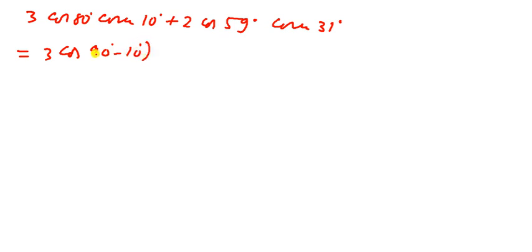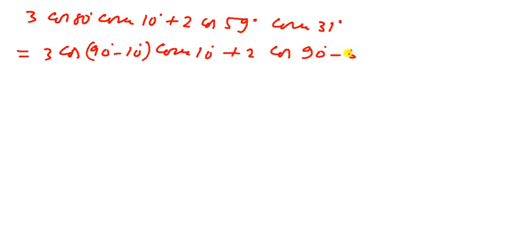Now come to the next question. It is 3 cos 80 degree cosec 10 degree plus 2 cos 59 degree cosec 31 degree. How can we solve this? In 3 cos 80, the angle is more than 45 degree, so we can change it.